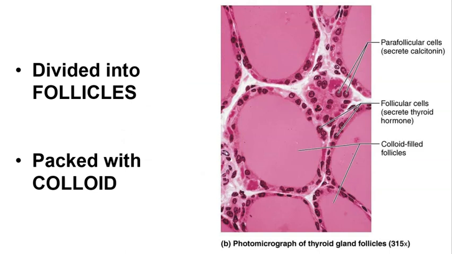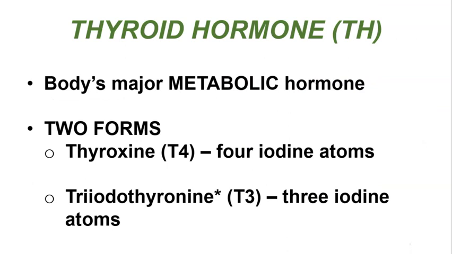Microscopically, the thyroid is divided into small spherical structures that are called follicles. Lining the walls of the follicles are the follicle cells. They're also called the follicular cells, which will manufacture and secrete thyroid hormone. The center of the follicles are packed with an amber-colored sticky protein referred to as colloid. The follicle cells produce and secrete thyroid hormone.